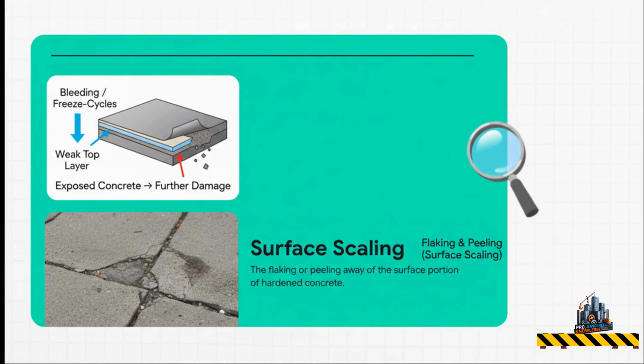And guess what happens to that weak top layer we just talked about? Well, whether it's because of bleeding or from something like the stress of freeze-thaw cycles, you can get what's called surface scaling. This is literally when the top surface starts to flake and peel away. It looks awful, for sure, but worse than that, it exposes the concrete underneath to even more damage.